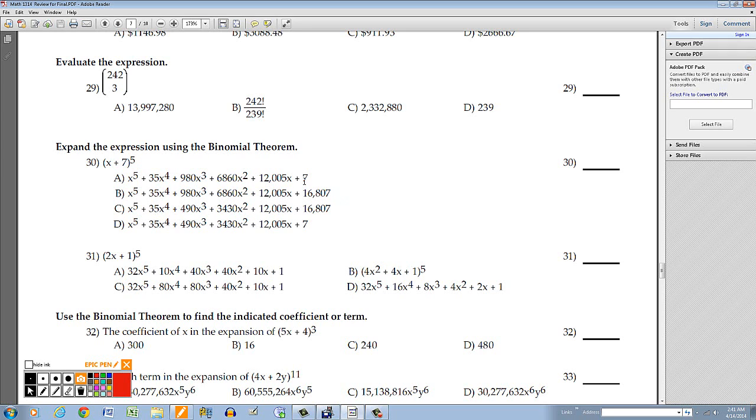Obviously 7 is not 7 to the 5th, so you can rule out A and B. So the answer has to be B or C. By just basic computations, you should be able to figure out that the answer to that one will be C.